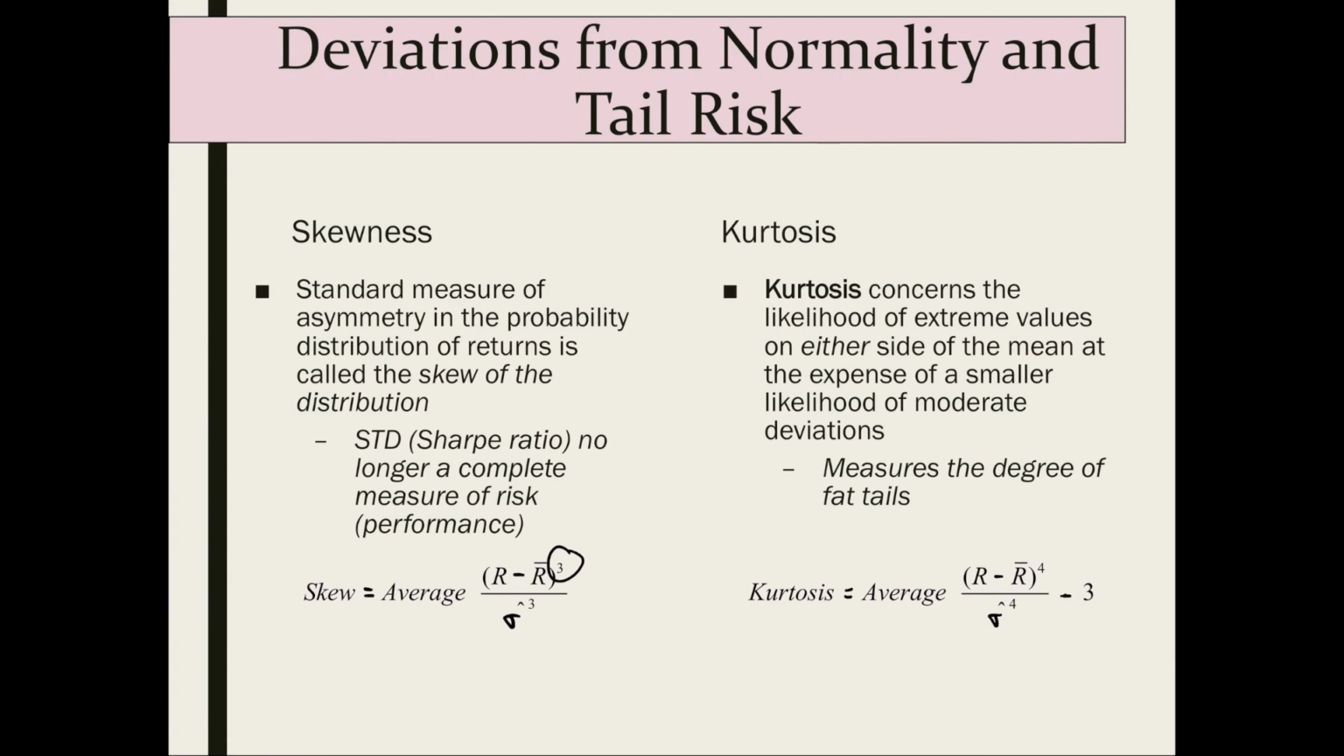Now, you're not going to be required to actually compute skew or kurtosis, but it is important to understand what they're showcasing. With kurtosis, a high kurtosis means that there is more probability mass in the tails of the distribution than what a normal distribution showcases. So you still have symmetry, but the standard deviation is going to underestimate the likelihood of extreme events, both large losses and large gains.